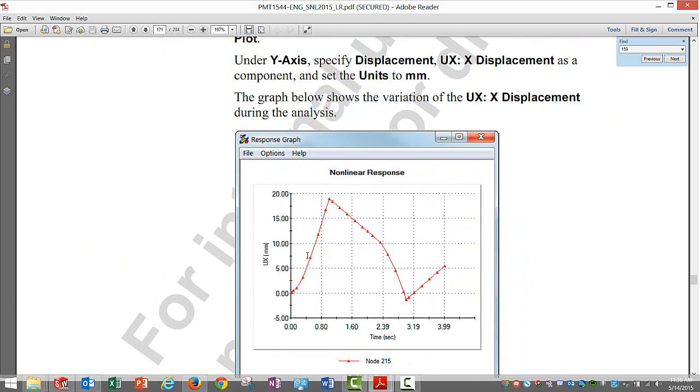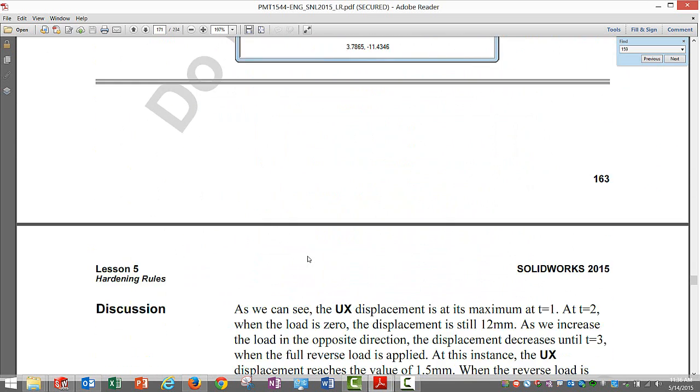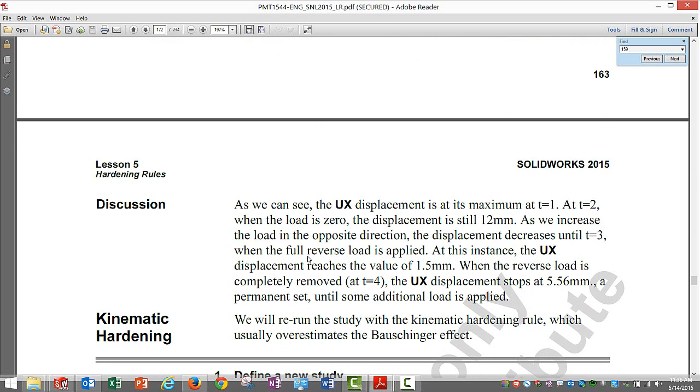We can also graph. This is a graph that we saw. Okay, and discussion. That's what I discussed, wherein we are talking about at time instant 1, the force is at its peak of the tension, and the deflection is maximum.